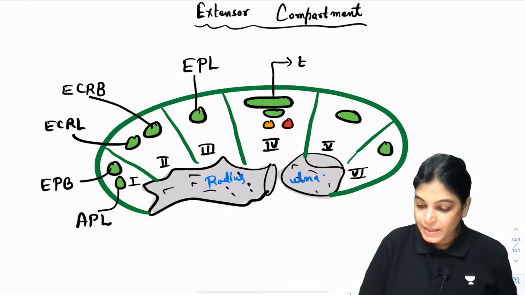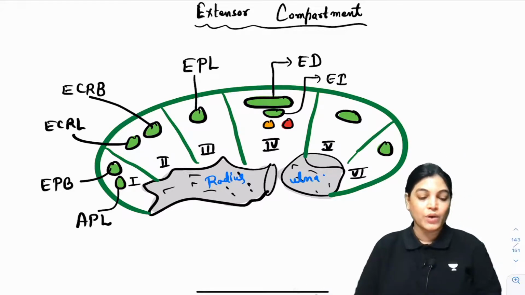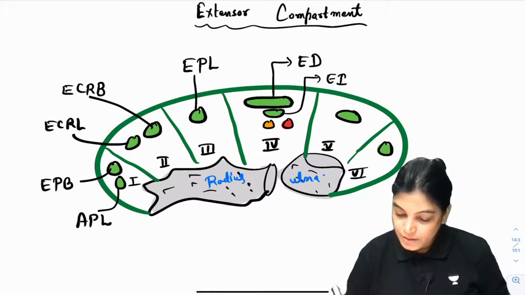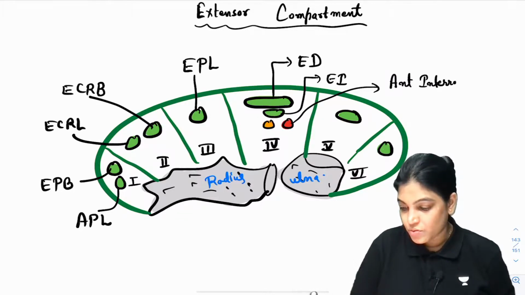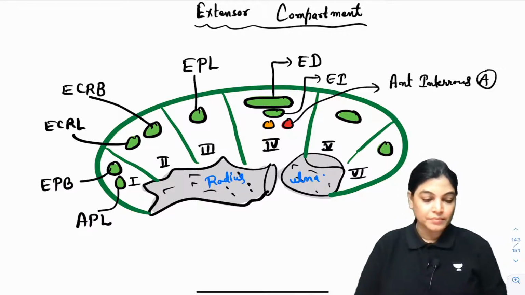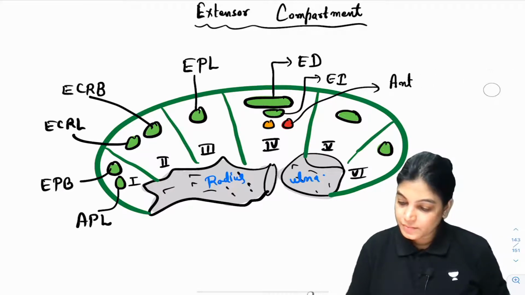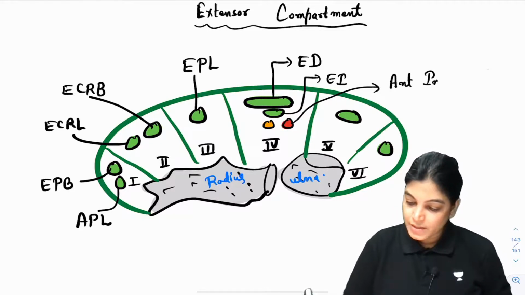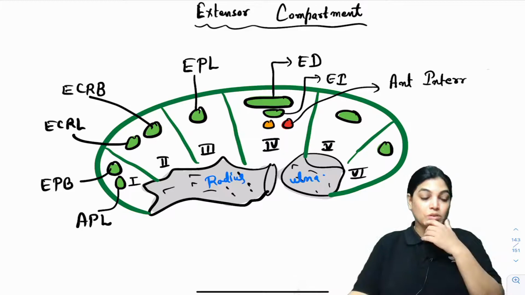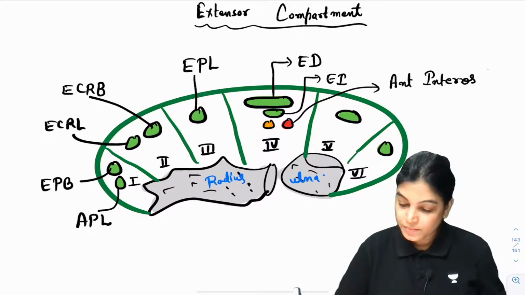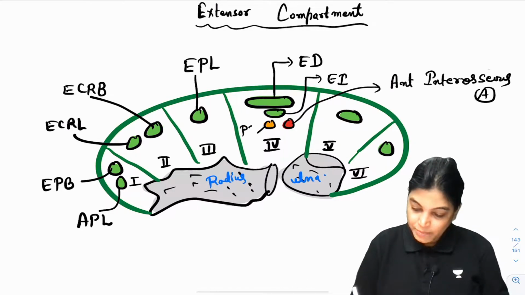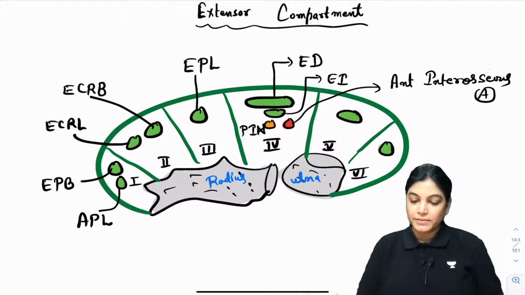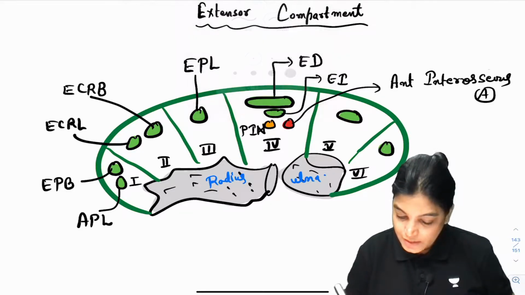Fourth compartment, it is ED, extensor digitorum, extensor indicis, and one artery and one nerve. This is the anterior interosseous artery, and the nerve, here itself I will write PIN, posterior interosseous nerve. Which nerve is this? This is the PIN nerve.